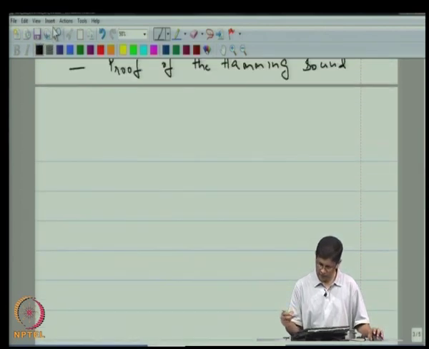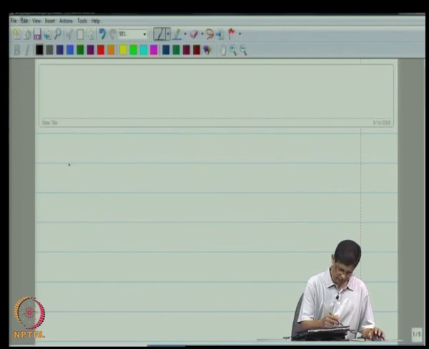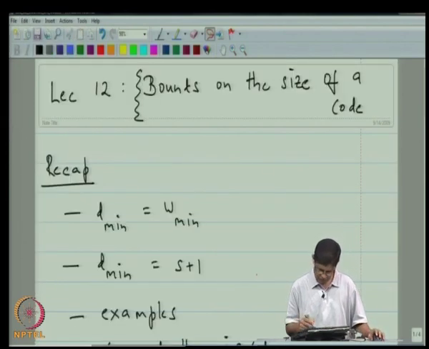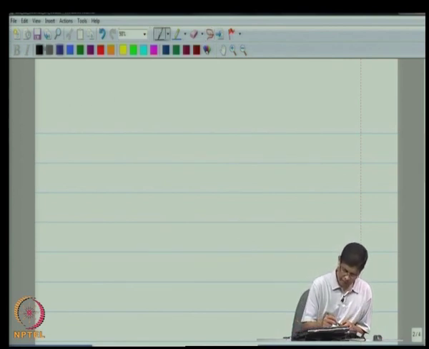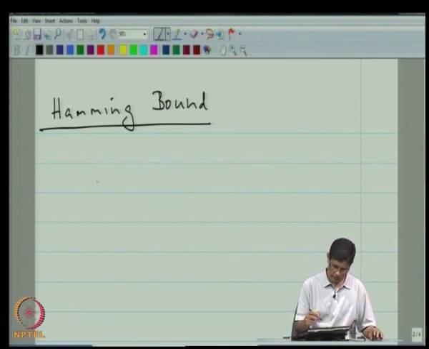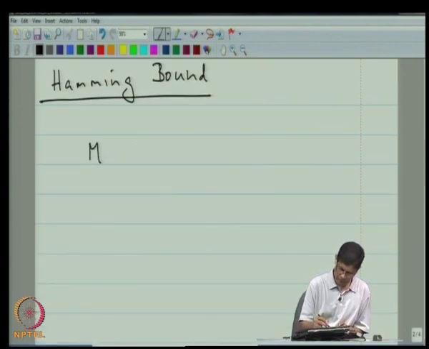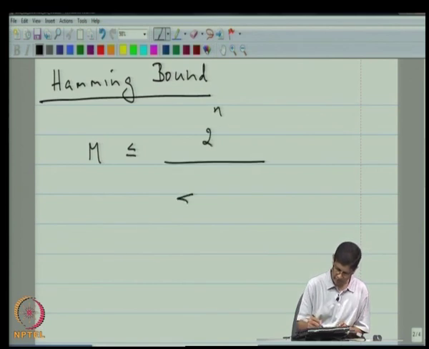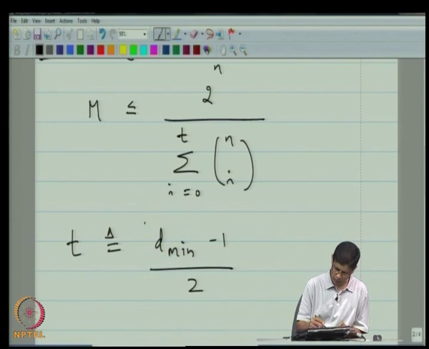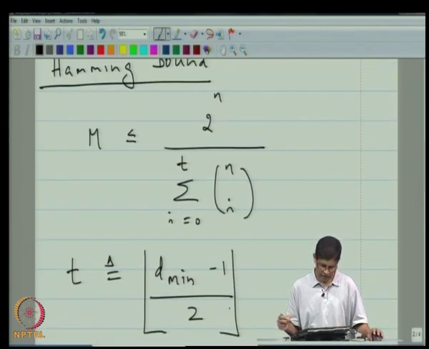So, the Hamming bound says that, let me just get rid of this extra page that I had introduced here. Okay. So the Hamming bound said the following: that the size of the code is less than or equal to 2 to the n divided by the sum i equals 0 to t of n choose i, where t was defined as the floor of d min minus 1 upon 2. Okay.